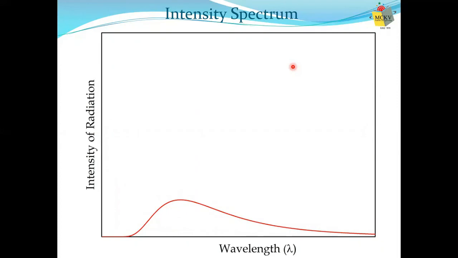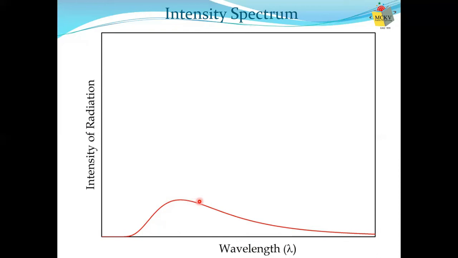Now again, if we observe the intensity of radiation at the smaller temperature T1, this will be the nature of the intensity spectrum. So here, this curve tells us that we can have different values of intensity for different wavelengths, such as for this particular wavelength, the intensity is this. For this wavelength, the intensity will be this, and so on. So for each wavelength, we can estimate the intensity of radiation.